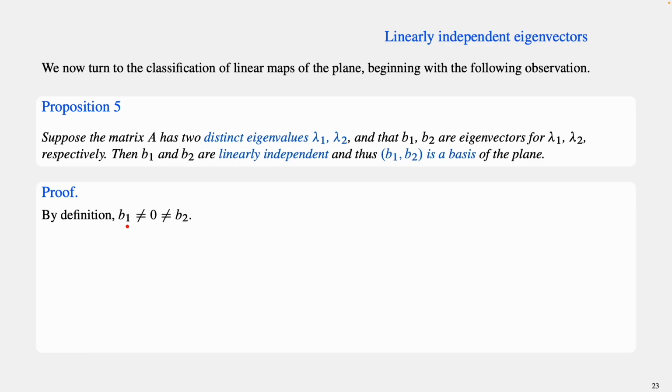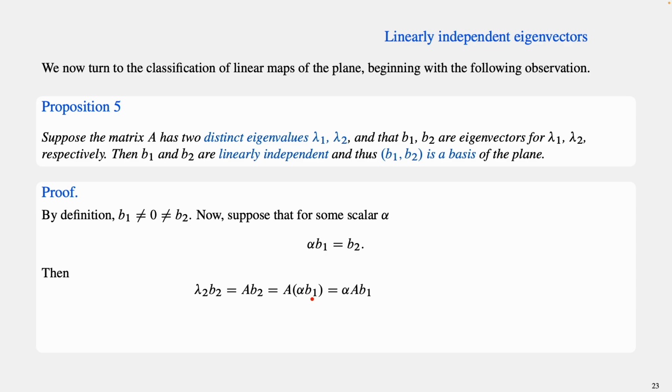By definition, b1 and b2 are both non-zero because they're eigenvectors. We said that eigenvectors by default are not zero. But suppose, for contradiction, that they are linearly dependent. So for example, that b2 is a multiple of b1, so alpha b1 equals b2. Then we can write lambda 2 b2 equal to A b2. This is just because b2 is an eigenvector for the eigenvalue lambda 2. But now we can substitute this expression for b2 here. So we get A times alpha b1.